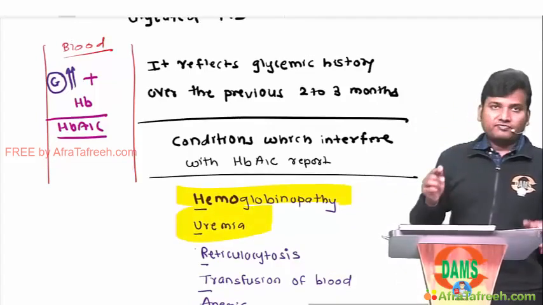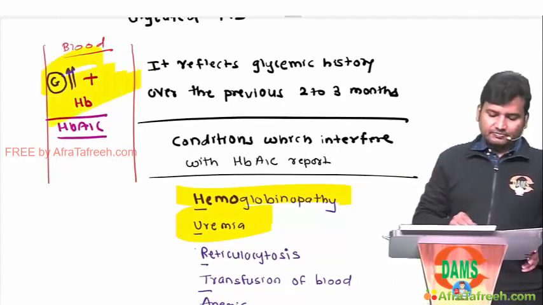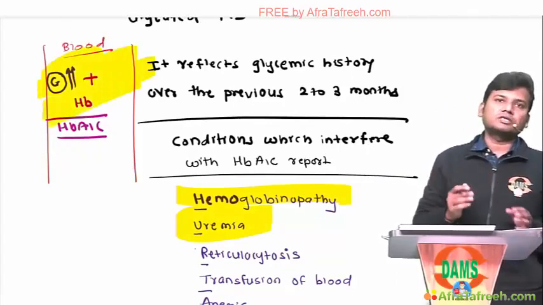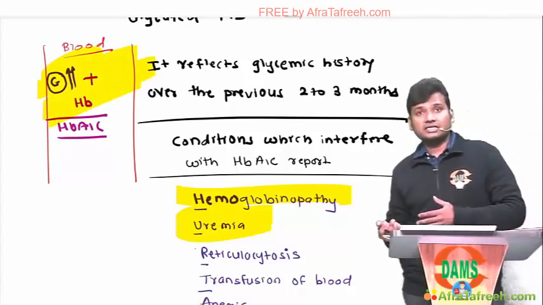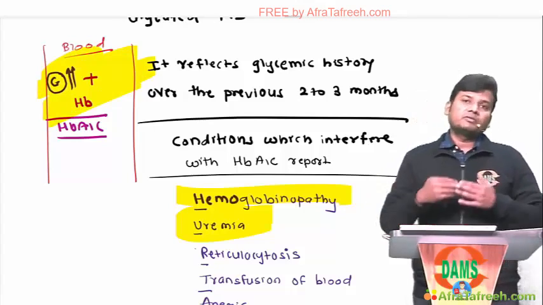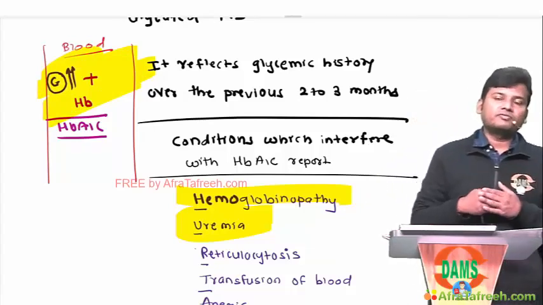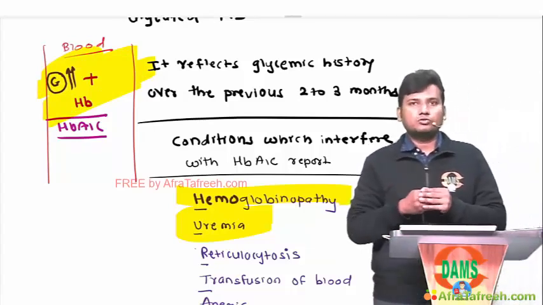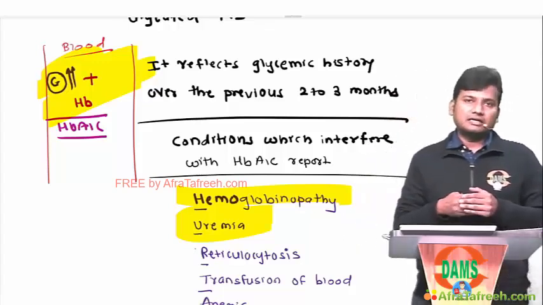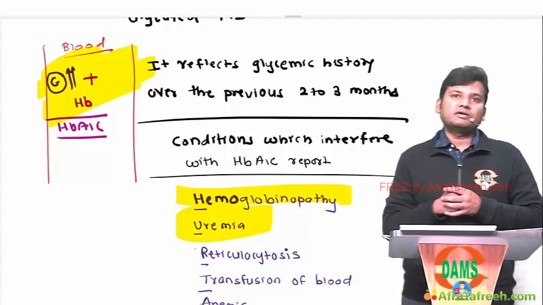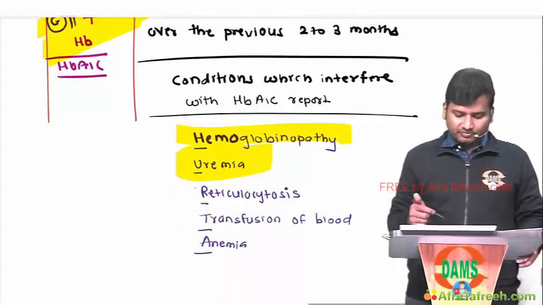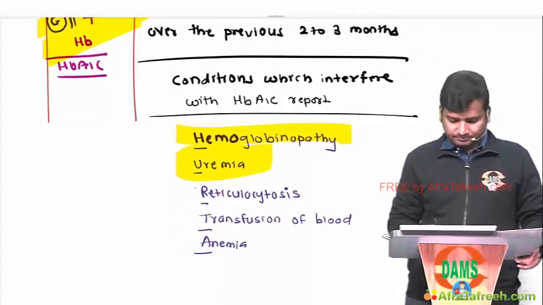If it affects this reaction, it affects the reaction of glucose with hemoglobin. Reticulocytosis, an increased number of reticulocytes, and transfusion of blood: when blood is transfused, normal blood with normal hemoglobin and normal glucose enters with the diabetic blood. Then we cannot trust the HbA1c report.